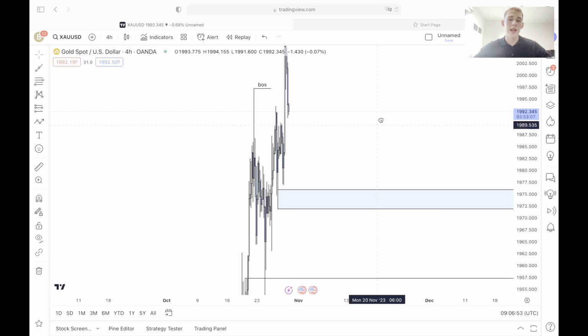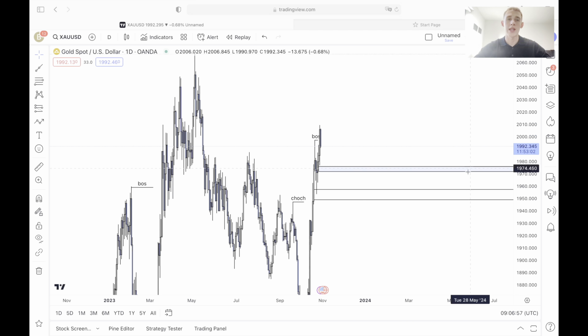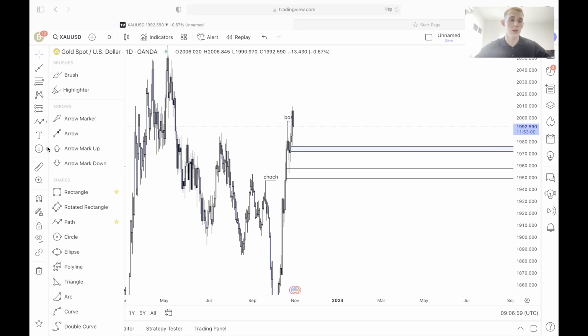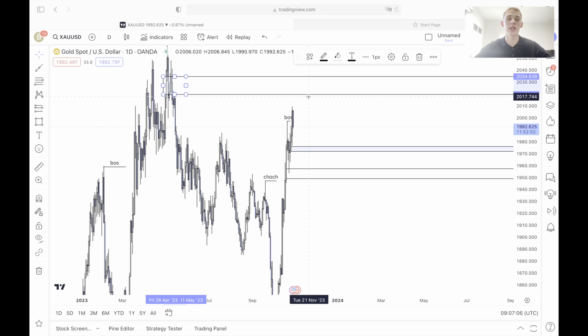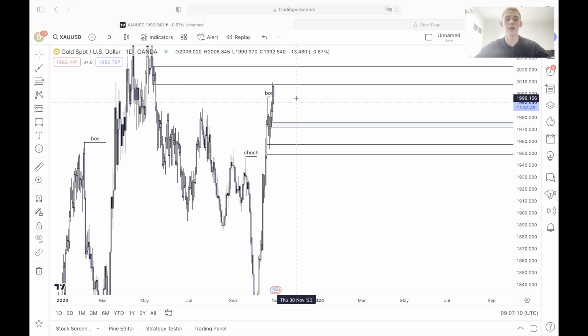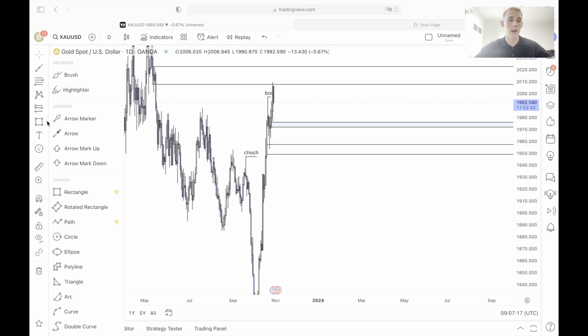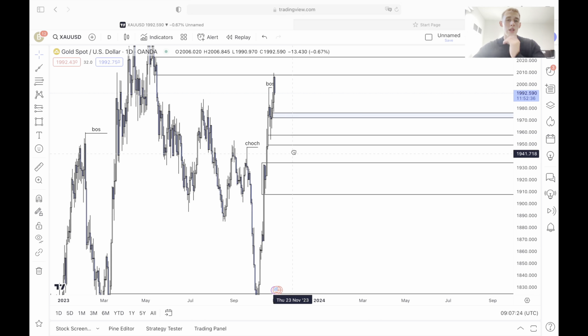If that 15-minute level fails, another way of viewing this is going back to the daily. We have come to this daily level of supply, so we could see a bigger retracement now. And if price is going to do a bigger retracement on the daily, we could view this wick here around 1950 as an inducement above daily demand at this level, like 1930 to 1910.